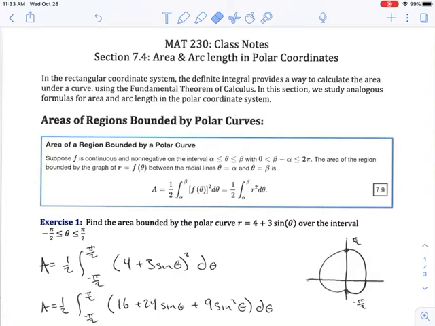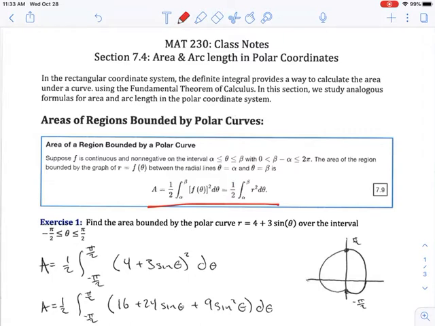In this video, we are going to take a look at determining the area and arc length in polar coordinates. Starting with the area, we can calculate the area underneath a polar curve much the same way that we can calculate the area under a curve in rectangular coordinates. The formula for it here is, of course, a little more interesting than what we're used to.